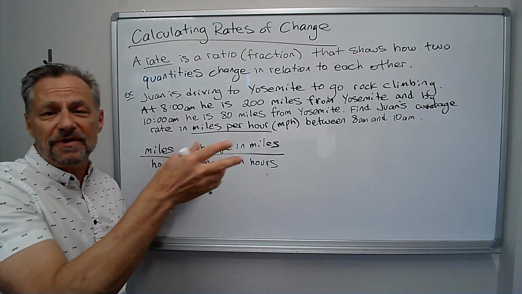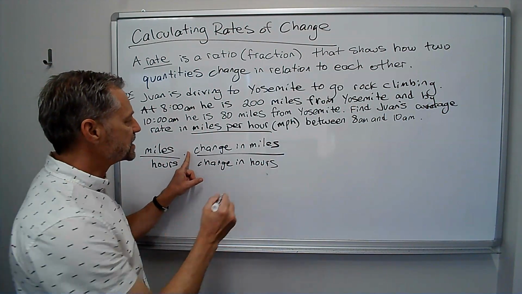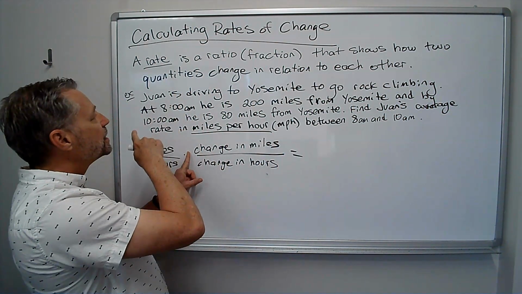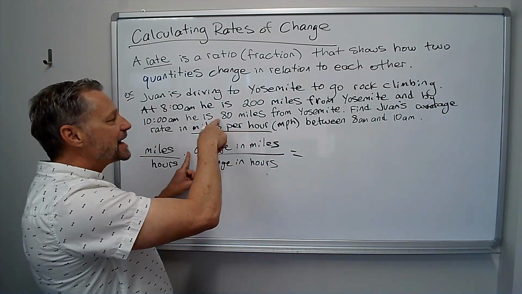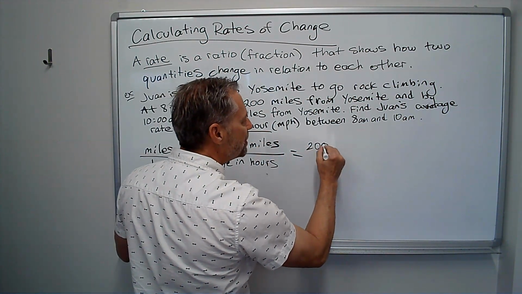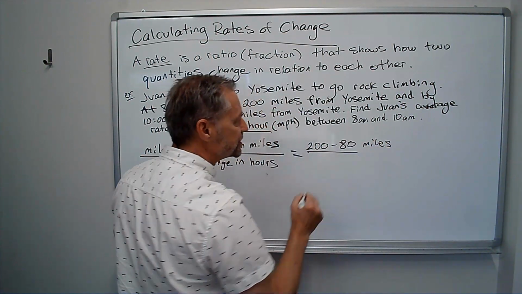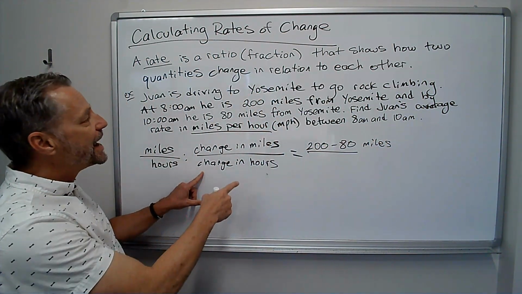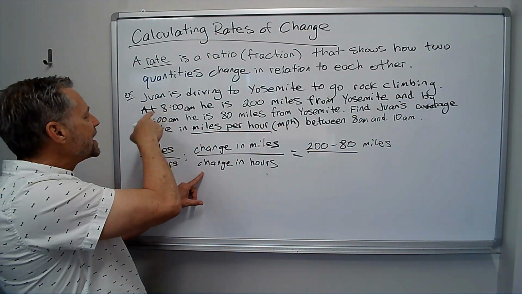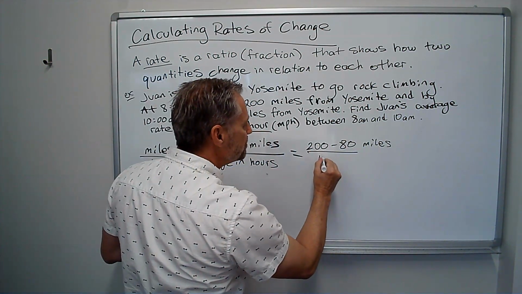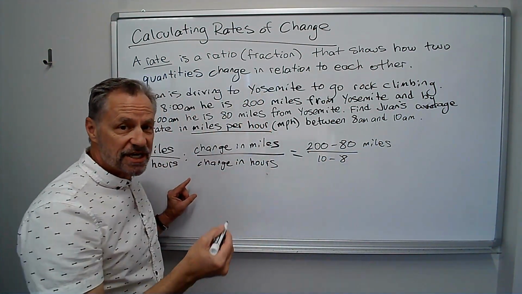Now, to find the change in two quantities, we're just going to subtract them. So in miles, he was 200 miles and now he's 80 miles. So 200 minus 80 is going to show me how many miles he changed. And then the change in hours, well, he went from 8 a.m. to 10 a.m. So we'll do 10 minus 8. That's my change in hours.